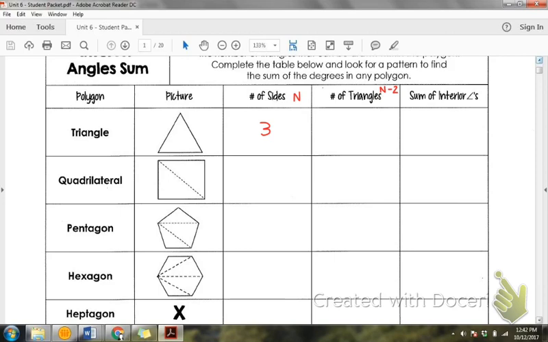In this triangle, there's only one triangle. That maybe sounds silly. The sum of the interior angles, how much do all inside of a triangle make? 180. The way we're going to figure that out is we're going to do the number of triangles, so n minus 2, times 180. That's going to tell us the degrees of the inside angles.